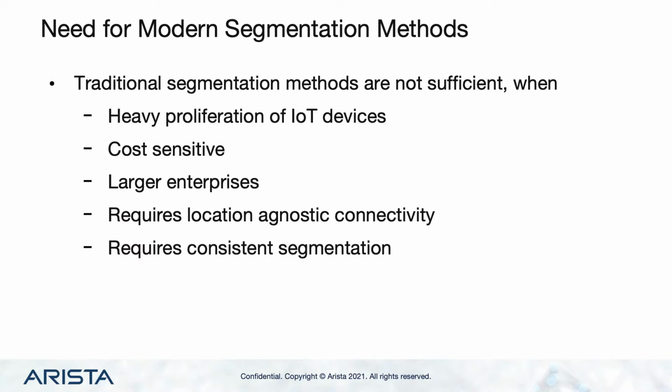It needs to be agile to meet the network demands, especially in large enterprises. There is a need for location agnostic connectivity where the end users and the devices roam between buildings and networks. There is a requirement for consistent segmentation across the network. Arista addresses these needs using modern segmentation techniques. In this section of the presentation, I'll be covering EVPN and VXLAN and MSSG, short for group-based multi-domain segmentation services.